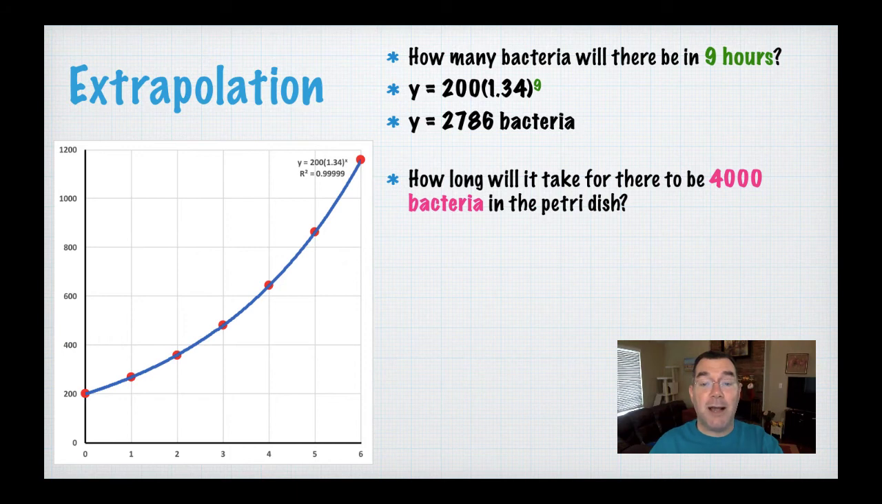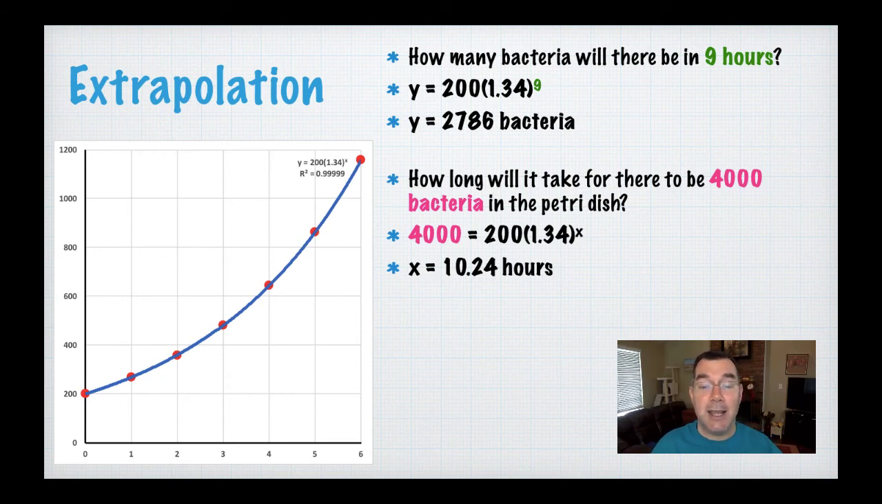I can also figure out how long it will take for there to be a certain number of bacteria in the petri dish, for example, 4,000. To do that, that 4,000 is going to be a y value. So I will say 4,000 equals 200 times 1.34 to the x. And if I solve that using technology, I get that x will be 10.24 hours. So it will take roughly 10¼ hours for there to be 4,000 bacteria in that petri dish.